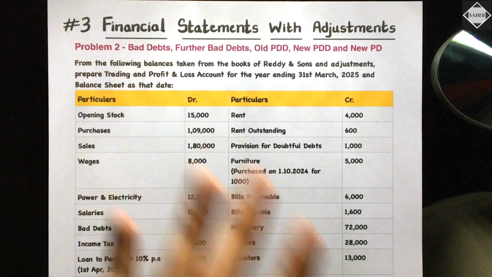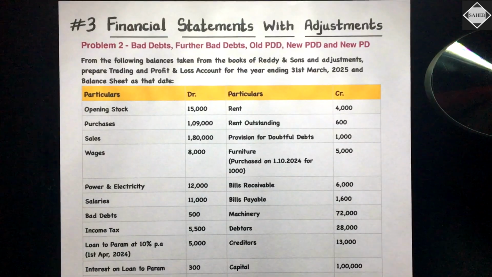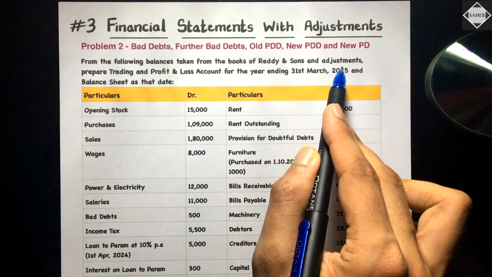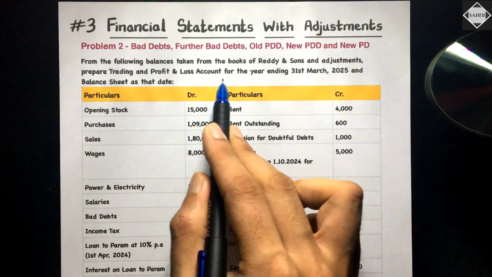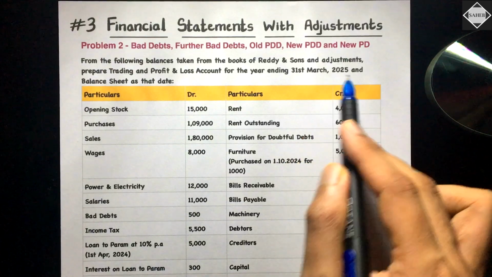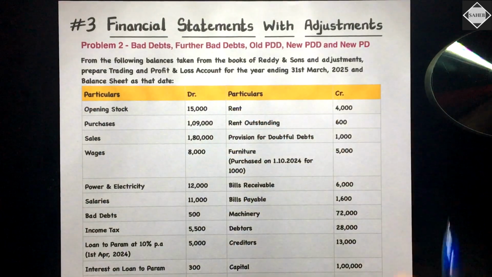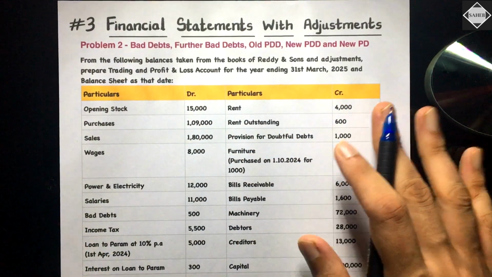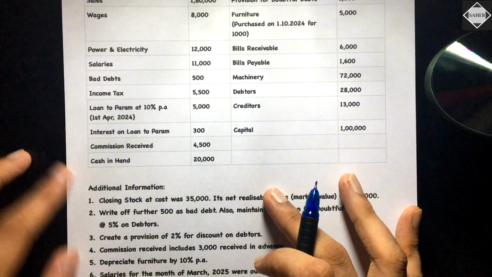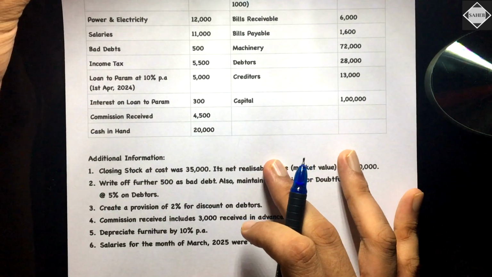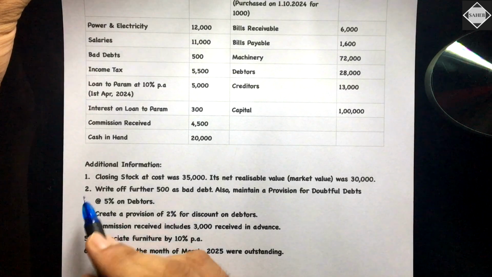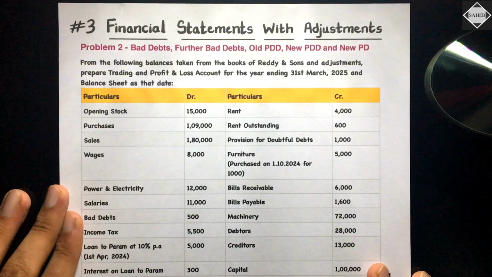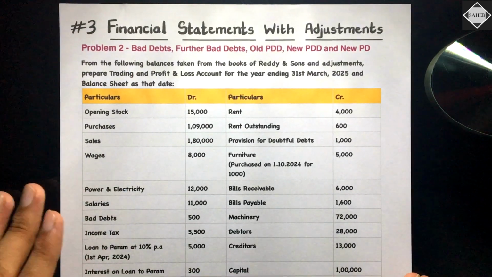So let's start. Let's first analyze the question. Now see here, from the following balances taken from the books of Reddy and Sons and adjustments, prepare trading and profit and loss account for the year ending 31st March 2025 and balance sheet as at that date. Here we have been given lots of balances. It's not segregated properly, it's all mixed up. And then here we have got adjustments. How many adjustments do we have? 6 adjustments, but it's actually more, because in the second adjustment we have 3 things. So first we are going to analyze the question and see where each of these things will go.